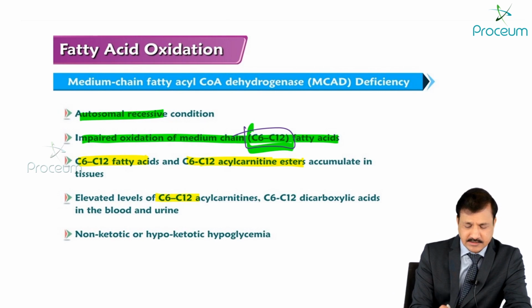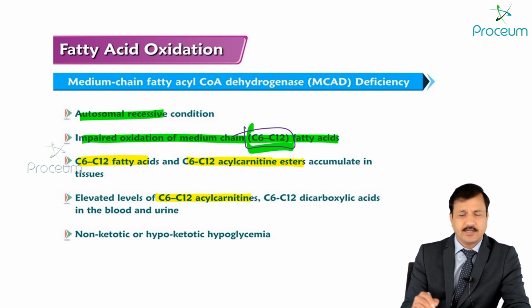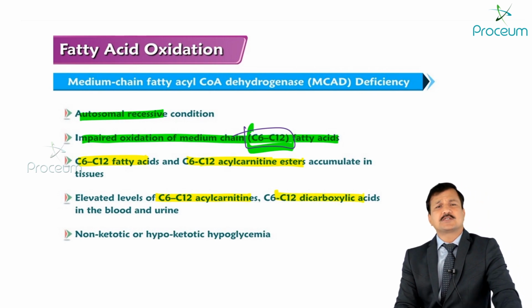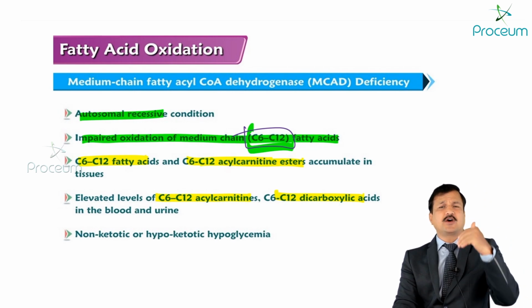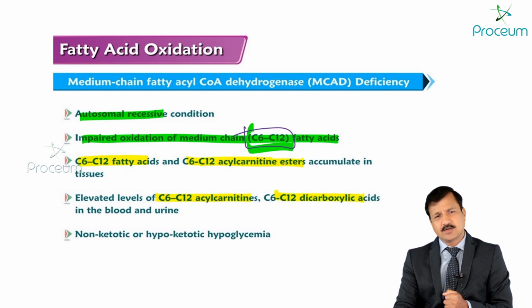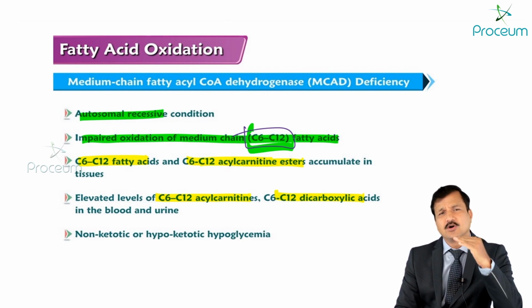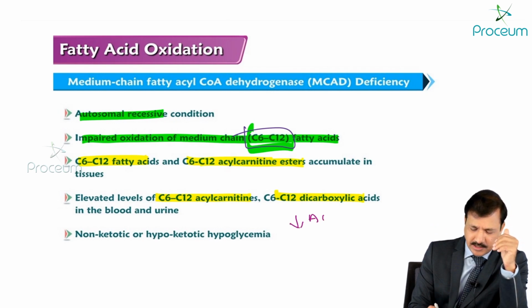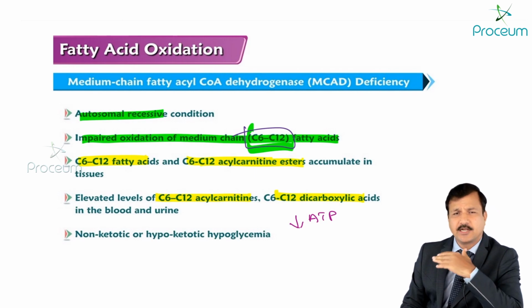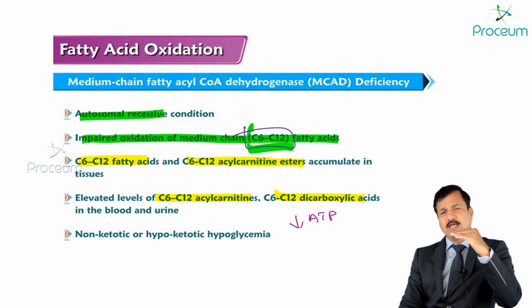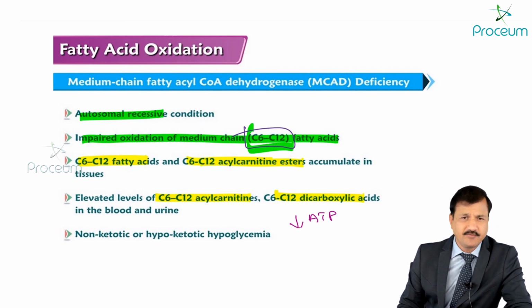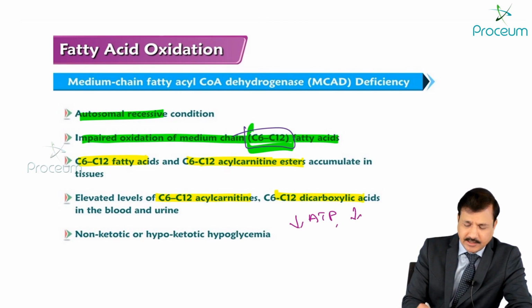That's why you see elevated levels of C6-C12 acyl carnitine and C6-C12 dicarboxylic acids in the blood and urine. Because beta oxidation is defective here, especially for medium chain fatty acids, they do not undergo complete oxidation because of the defect in the enzyme. So there will be a decrease in ATP levels, because beta oxidation is stopping at the medium chain length and not going on after that. Overall there will be a shortage of ATP in the cell, and that leads to a decrease in gluconeogenesis.